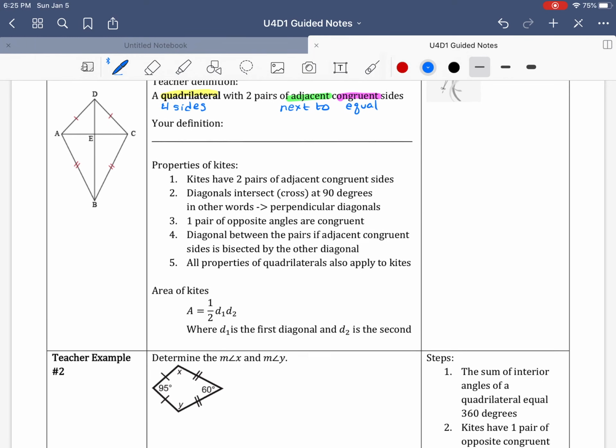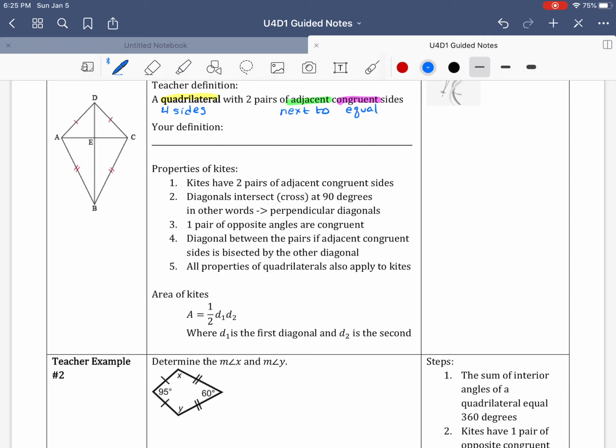Now these kites have 4 unique properties, and also noting that the properties of quadrilaterals also apply to kites because kites are quadrilaterals. Number 1, kites have 2 pairs of adjacent congruent sides. So adjacent, we know, means next to, and then congruent means equal.